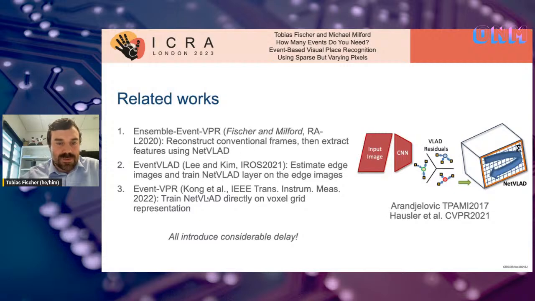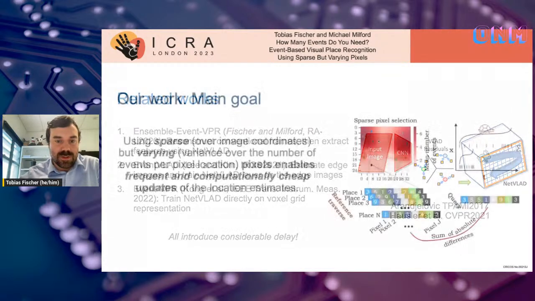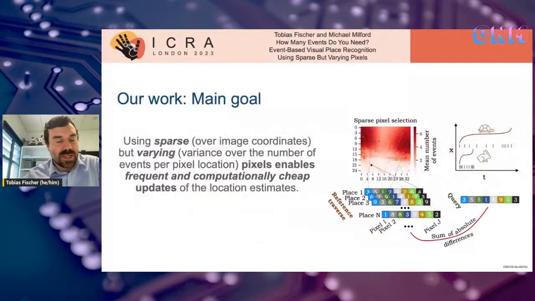And the same goes for some other nice papers by other folks in the field, which similarly use that NetVLAD, which is this technique for place recognition, and some kind of different event representation. So on a voxel grid representation, or after estimating edge images using the event stream. So this is basically what's in there, and they all introduce delays.